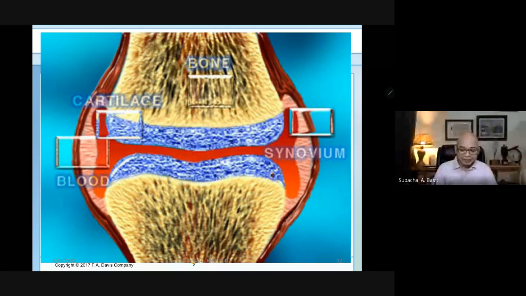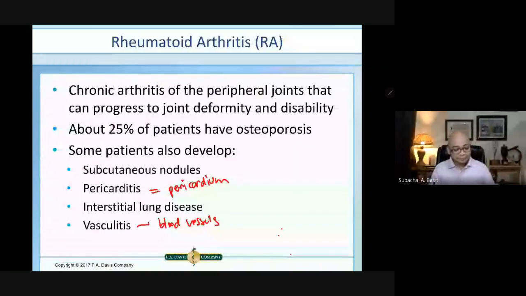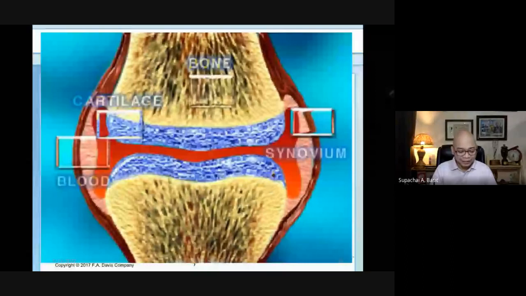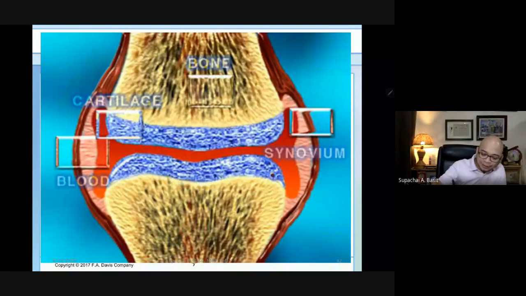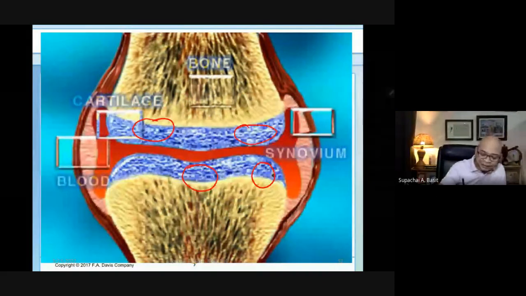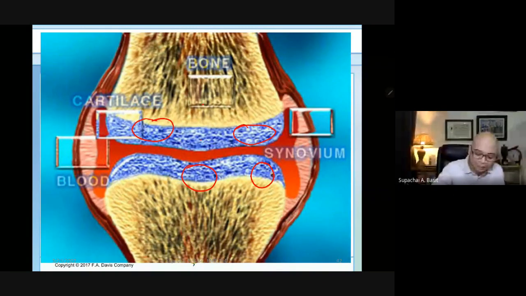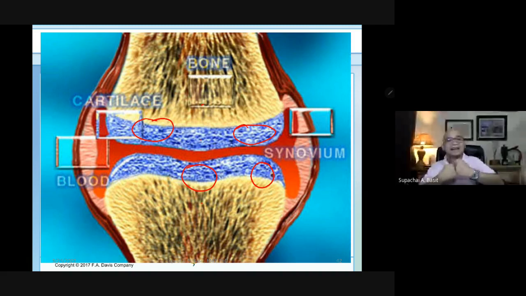So again, the joints are actually damaged. This is an example of a synovial joint. The connective tissue or cartilage here is actually being eroded. Cartilage is very important so that the bones will not rub against one another. And these are the ones that are being damaged in cases of rheumatoid arthritis.